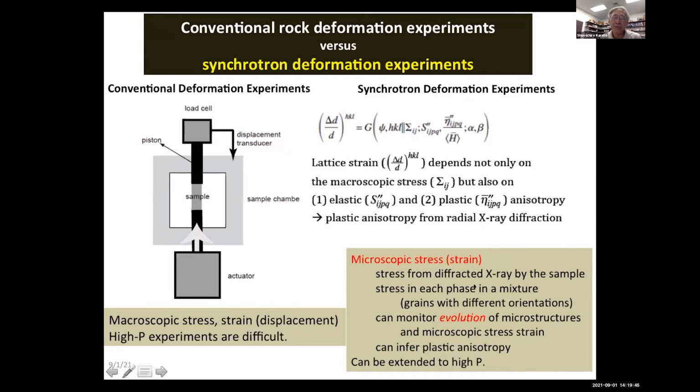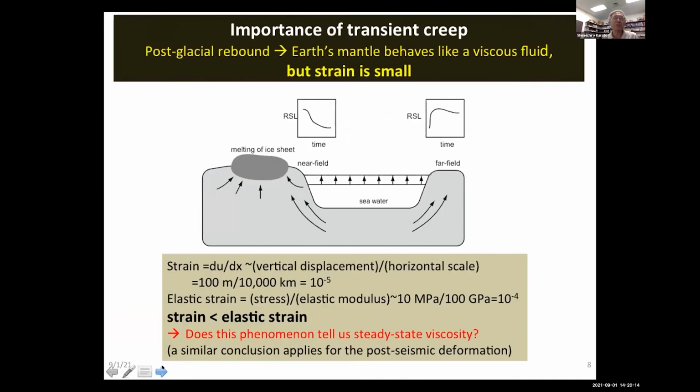And because diffracted X-ray is collected from your sample, if your sample has two or three different minerals, you can determine the stress acting on each mineral, which you cannot determine with classic technique. Okay, and because X-ray is very focused and very high intensity, it can be put through your sample. So the application to high pressure condition is much easier than the classic conventional approach.